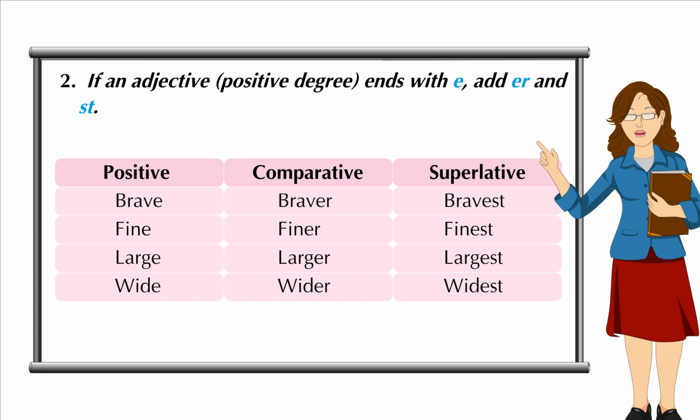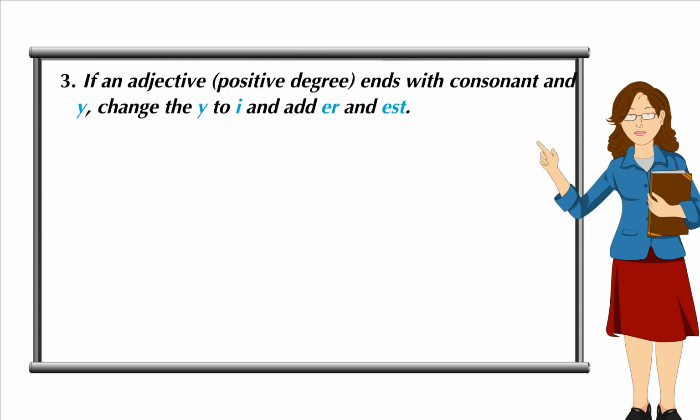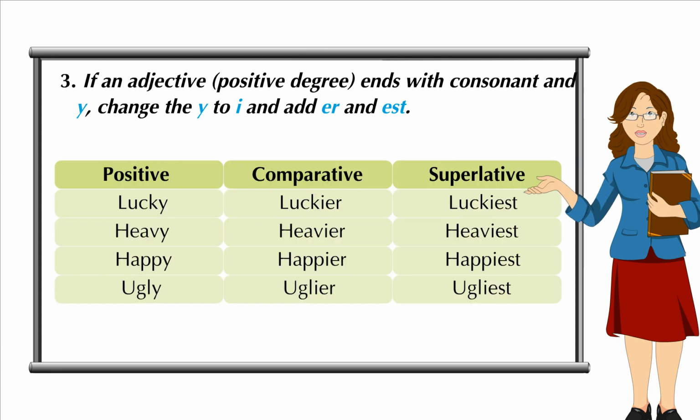Wide, wider, widest. 3. If an adjective, positive degree, ends with consonant and y, change the y to i and add er and est. Positive, comparative, superlative. Lucky, luckier, luckiest. Heavy, heavier, heaviest. Happy, happier, happiest. Ugly, uglier, ugliest.